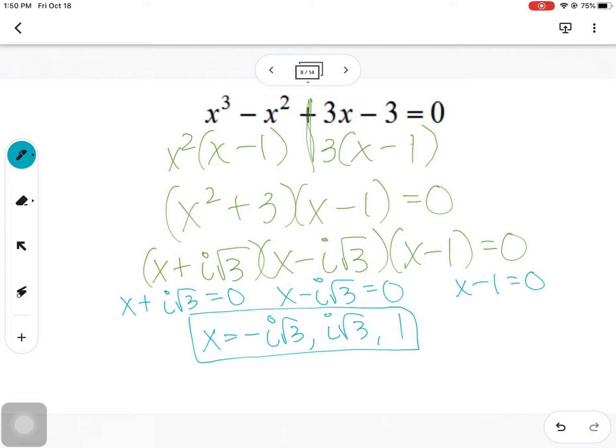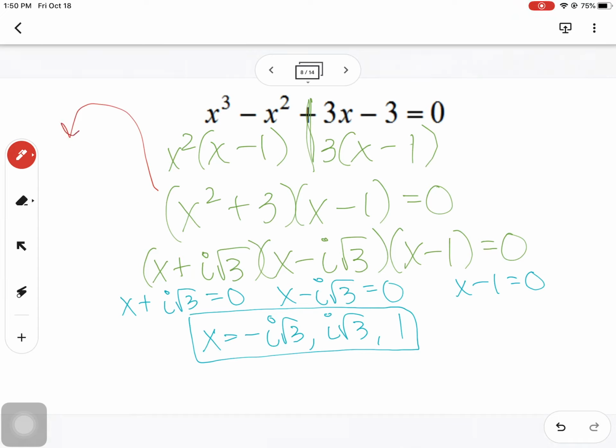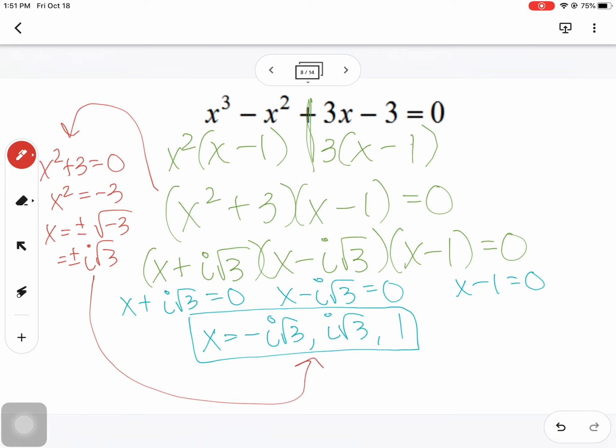What's very important that you see is that this is not the only option. With this problem, you could also have immediately set each of them equal to 0 without factoring further and solved by square rooting. So I'm going to show you how I would have done that. If I wanted to square root this, I would isolate my x squared, and then you would square root both sides. You'd have your plus or minus, and it's negative root 3, which would give you plus or minus i root 3, which is exactly what I got right there. You could have also used the quadratic formula on that equation if you wanted to. Okay, there's multiple ways to get to the same answer.